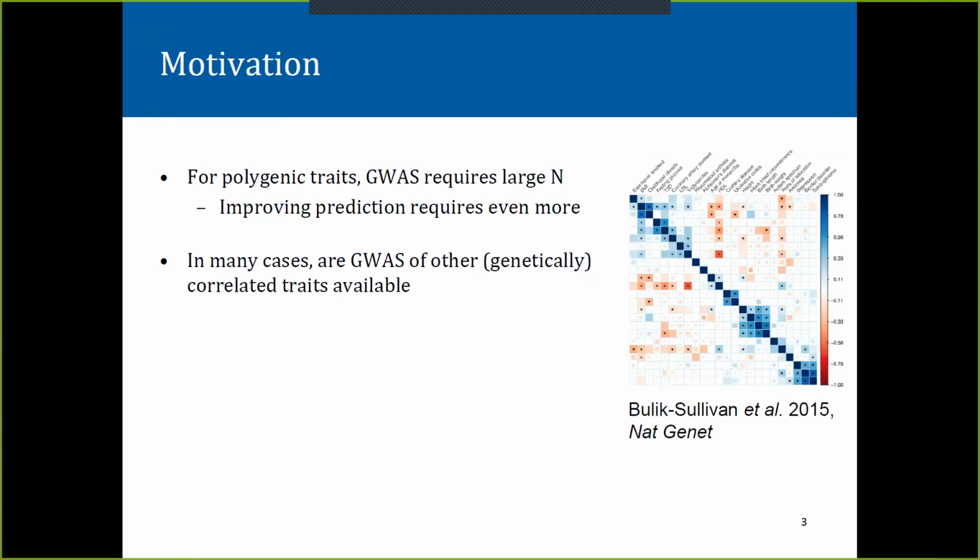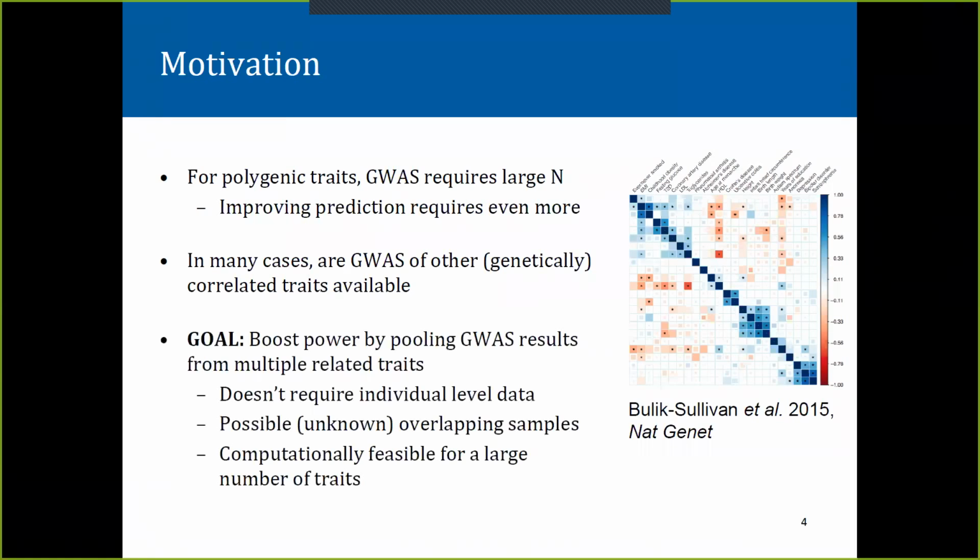Like as you can see in the picture that I'm sure you've all seen from Bulik-Sullivan's LD score paper, we actually see that a large number of traits are very strongly related. And so the goal of this project was to boost the power of our GWAS results by incorporating information from multiple genetically correlated traits. And there were 3 obstacles that we wanted to overcome when we designed this.